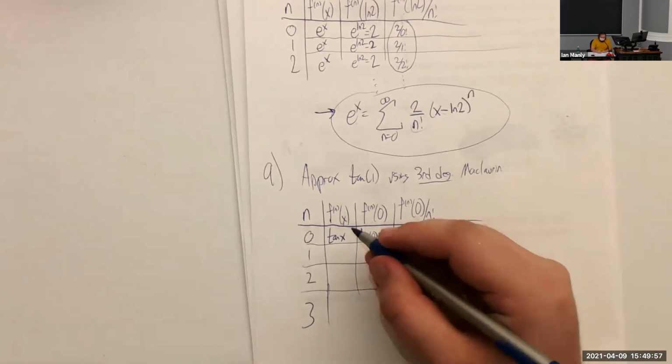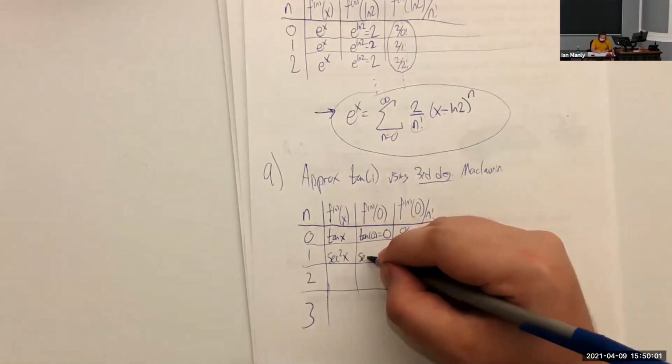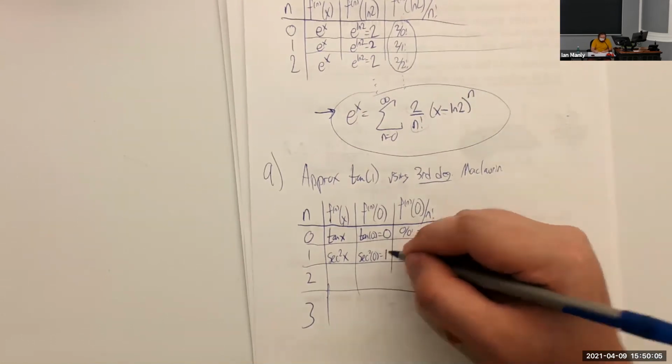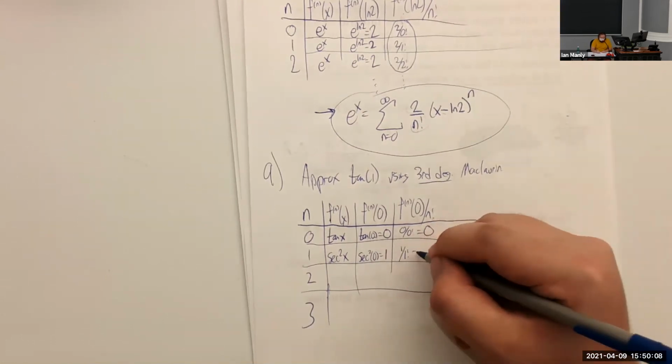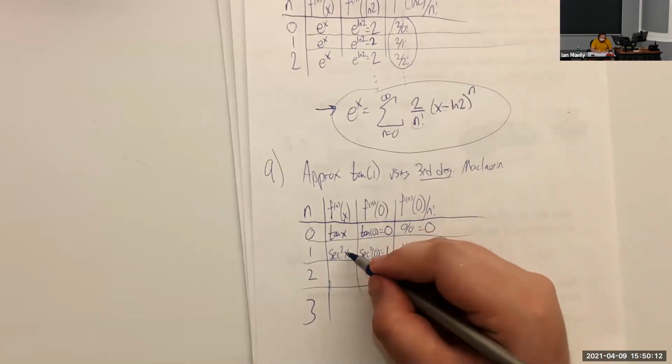All right. So we do a derivative of tangent. We know what that is, secant squared. So we have secant squared of 0. Well, secant of 0 is 1, and 1 squared is 1. We have 1 over 1 factorial is 1.